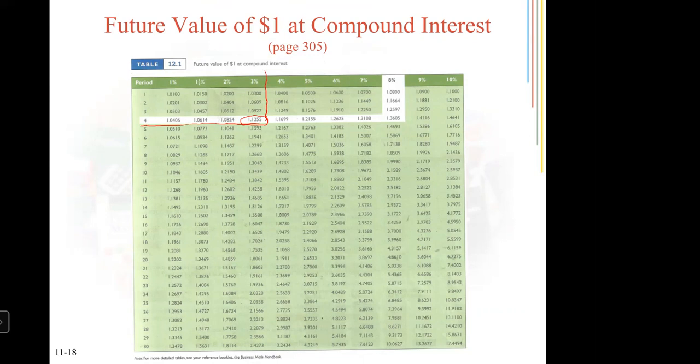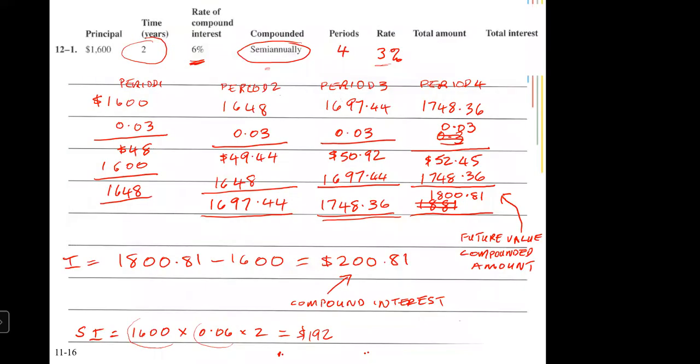Okay. So if we go back to that question, let's see, 1.255. That's your table factor. And you're going to multiply it by the principal, which is 1600. So I want you to multiply 1600 by 1.255. See if we were correct in what we did.